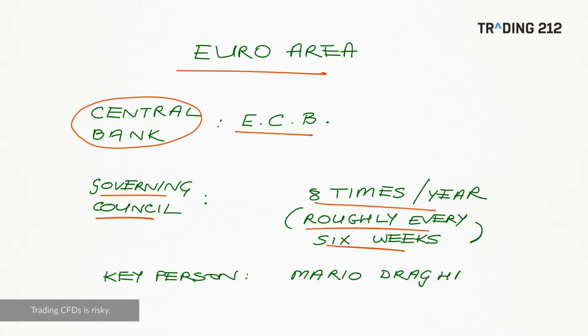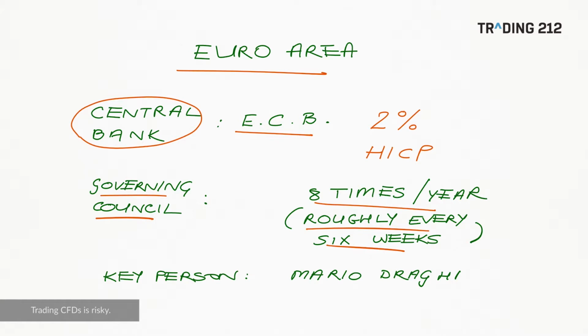The primary objective of the ECB's monetary policy is to maintain price stability. They aim for inflation that is below but close to 2% over the medium term. And their inflation measure is the HICP, the Harmonized Index of Consumer Prices. In other words, an index of consumer prices that has been adjusted or harmonized across all the EU member states.